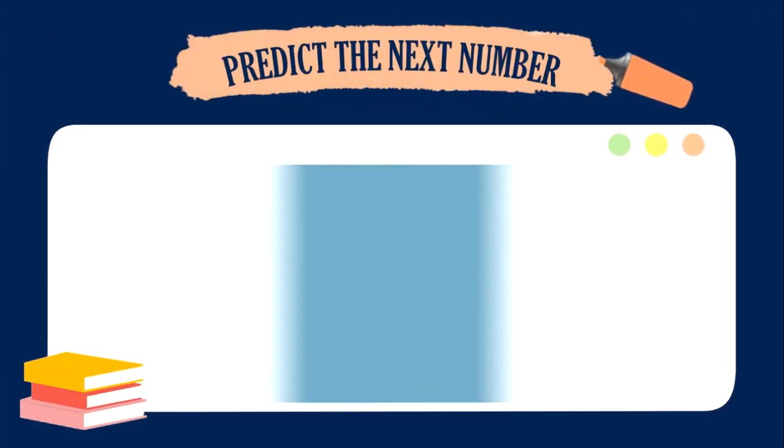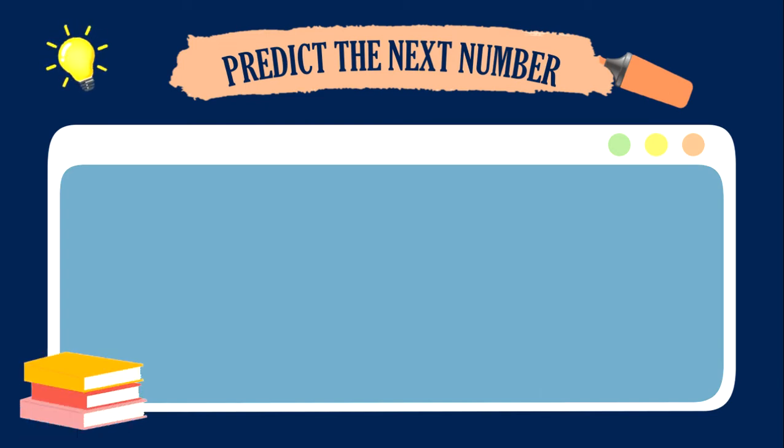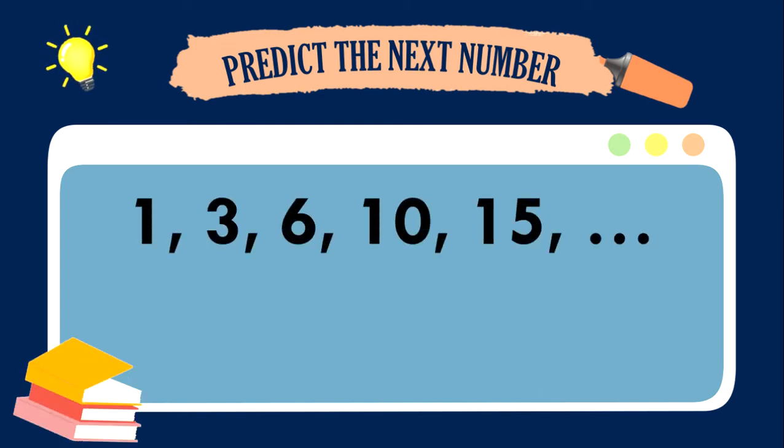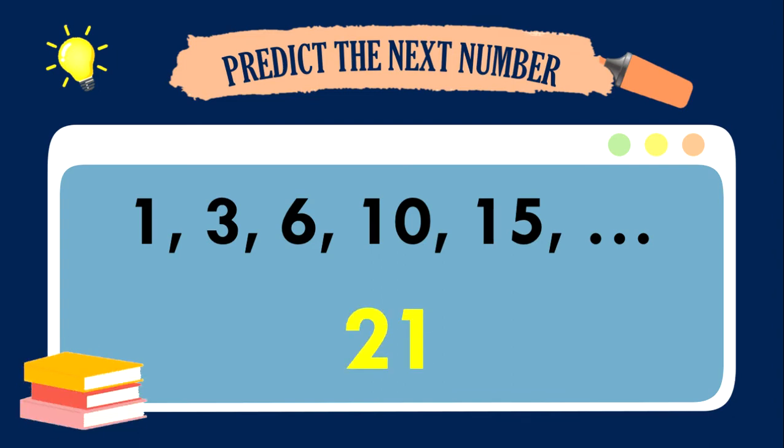Predict the next number. Given the sequence, let's identify what is the next number after 15. We have here 1, 3, 6, 10, 15. The answer here is 21. So what's the procedure here?